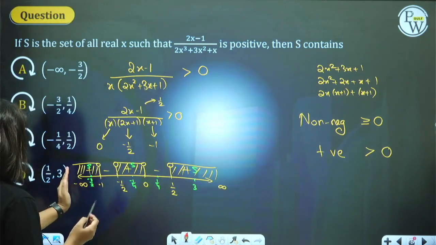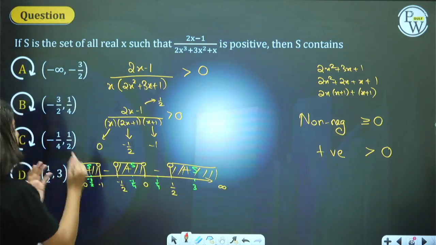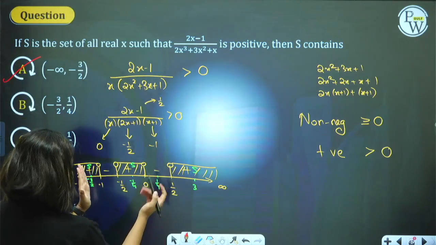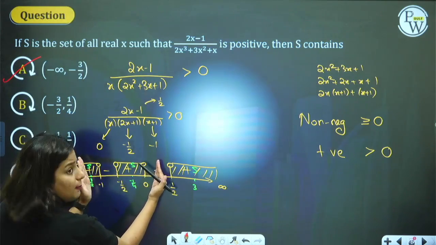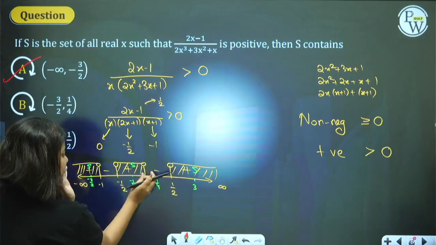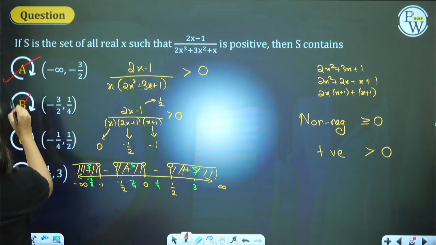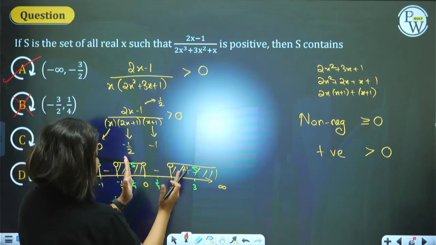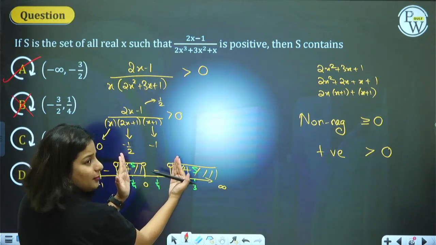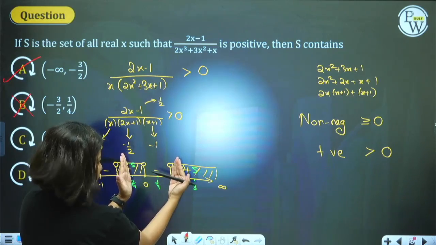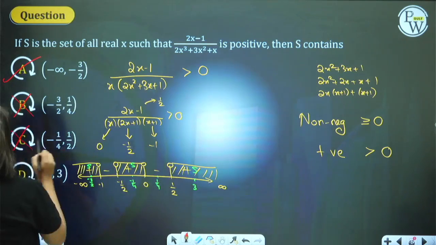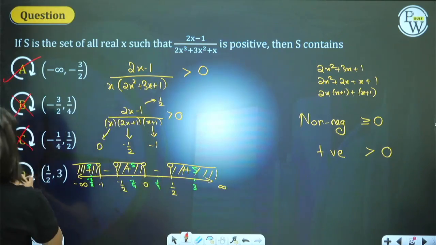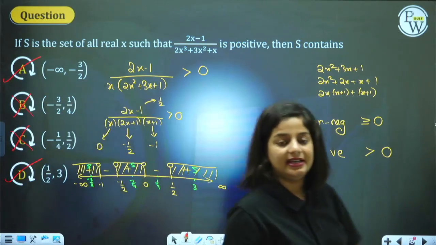Minus infinity to minus 3 by 2, is it a part of S? Yes. Minus 3 by 2 to minus 1 by 4, is everything between them a part of S? No. This area is not a part of S. Minus 1 by 4 to 1 by 2, is everything between them a part of S set? No. This area is not. And the last one, half to 3. Is half to 3 a part of S set? Yes. So the answer is A and D.